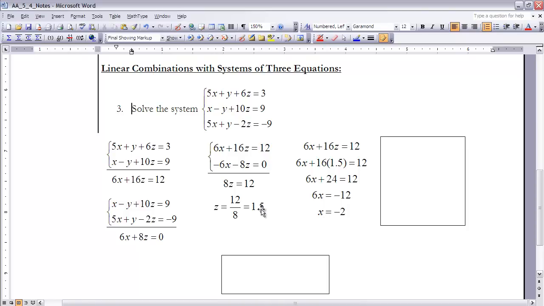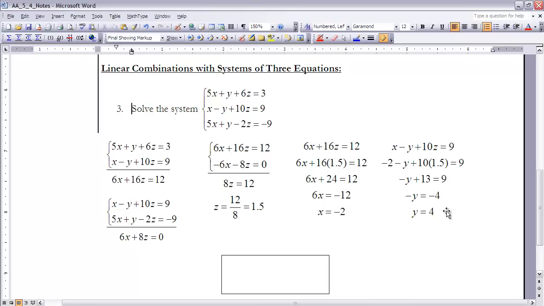So now I'm going to take those two values and I'm going to plug them into any one of the three variable equations to solve for y. So that's what I'm doing, kind of my last step here. So I chose to go with this middle equation. Now it really doesn't matter which one you work with, I just chose to go with that one. I plug in negative 2 for x, I plug in 1.5 for z, and now I'm going to solve that for y.